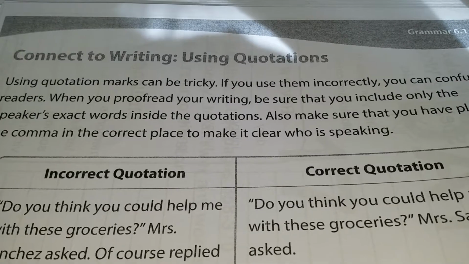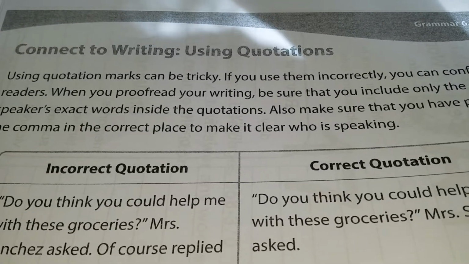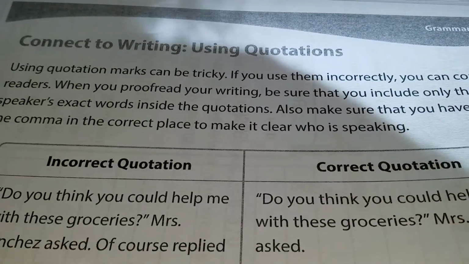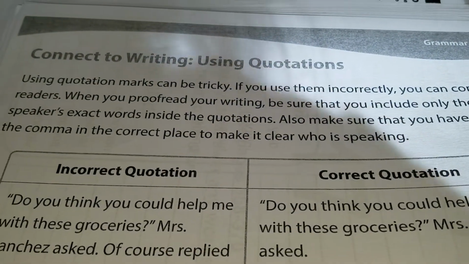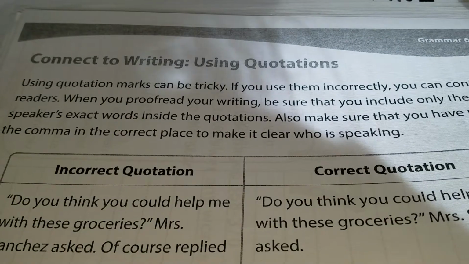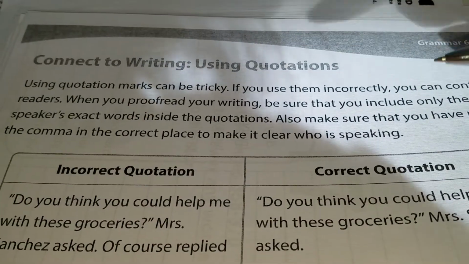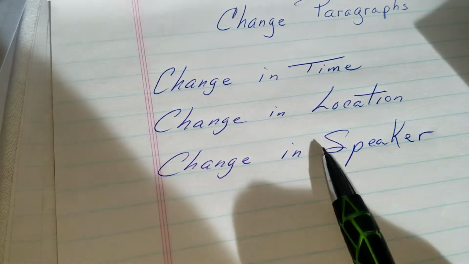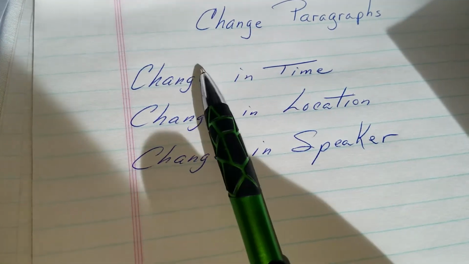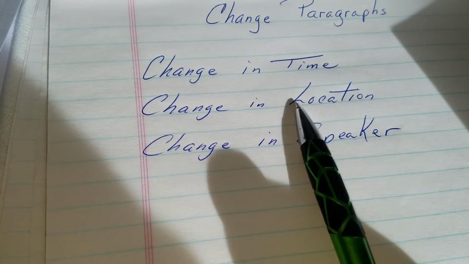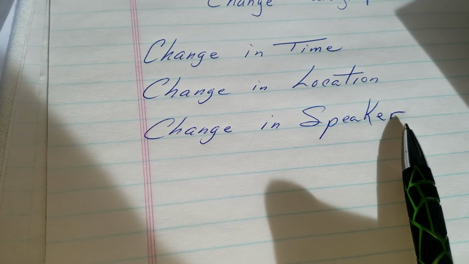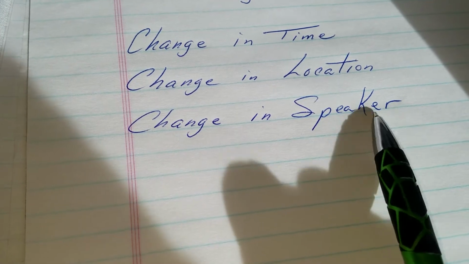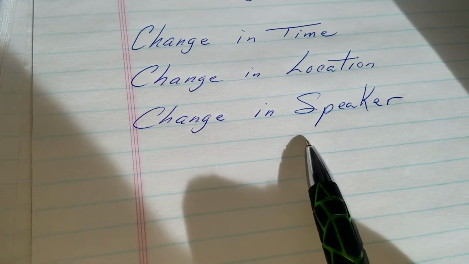This is the grammar page using quotations. Quotation marks are to show exactly what came out of your character's mouth in this instance. So we're going to be working with characters. Now, some of you may remember this sign being up in the classroom: change paragraphs whenever there's a change in time, change in location, or a change in speaker. Change in speaker is what we're working with today. This is the one we're really going to focus in on.